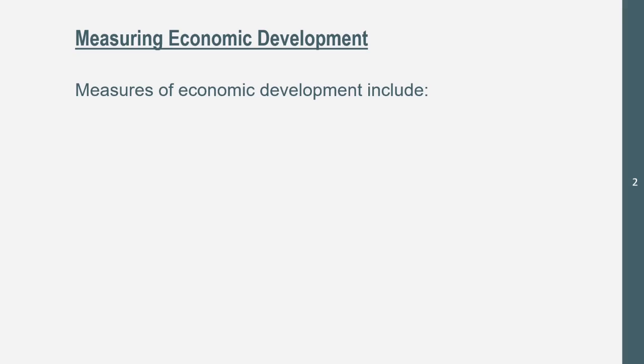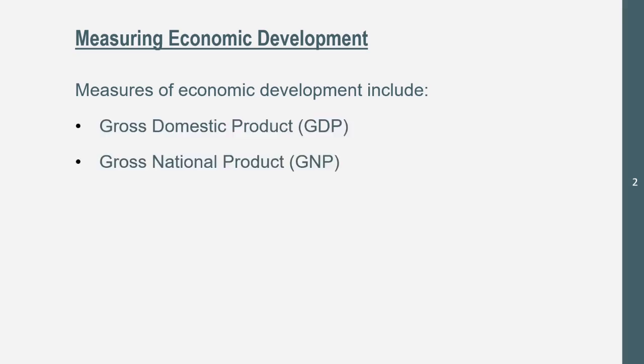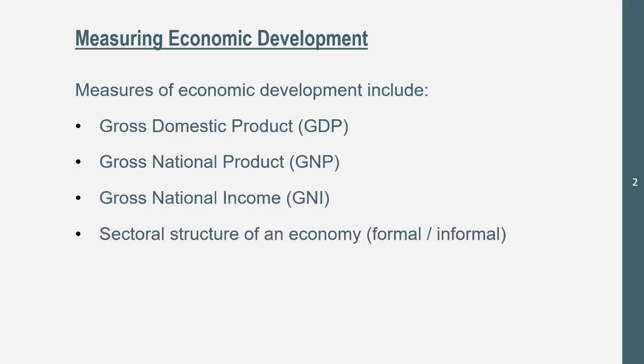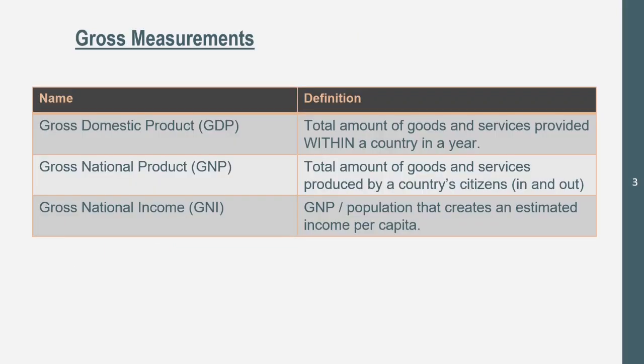Let's get started with economic development. So measures of economic development include gross domestic product, gross national product, gross national income, sectoral structure of an economy, formal and informal, and income distribution. We're going to go through all of these individually. The economic ones, I think, are a little more important and a little harder to grasp than our social ones, because the social ones you kind of already know about. So we get started with gross measurements.